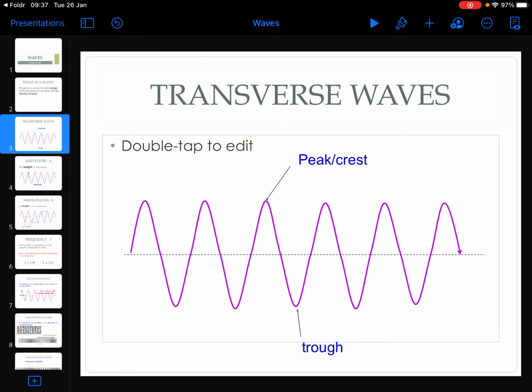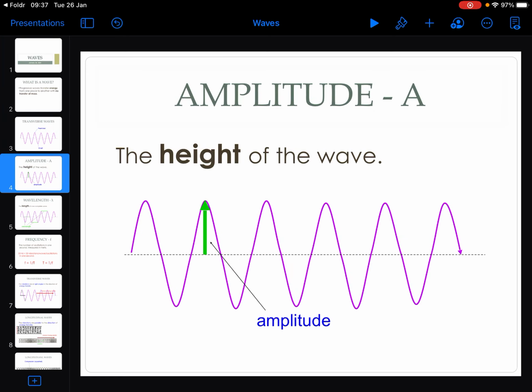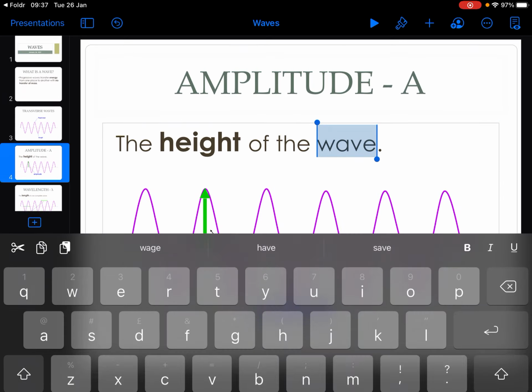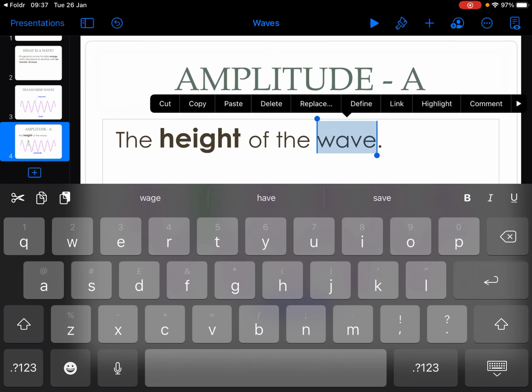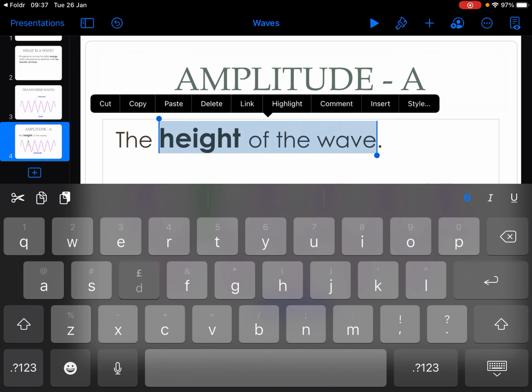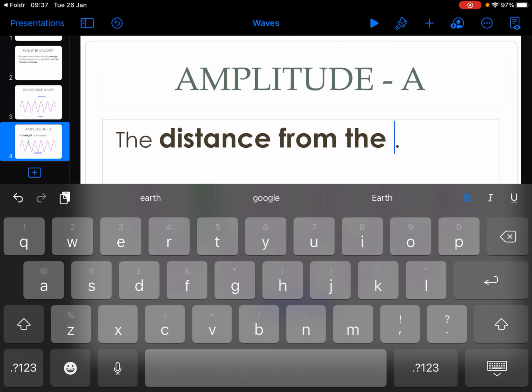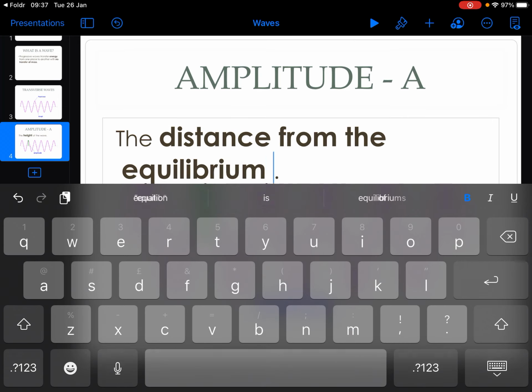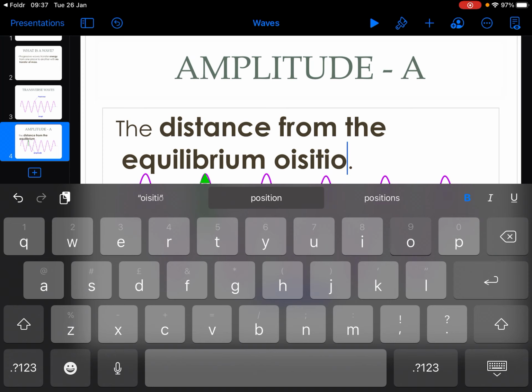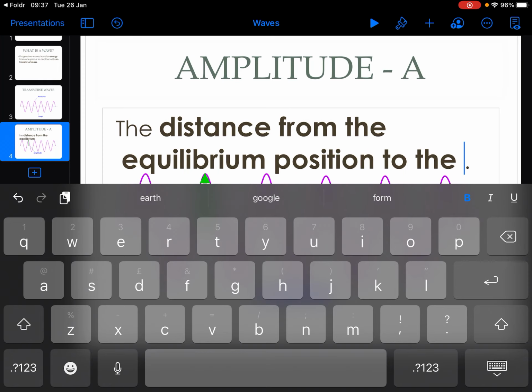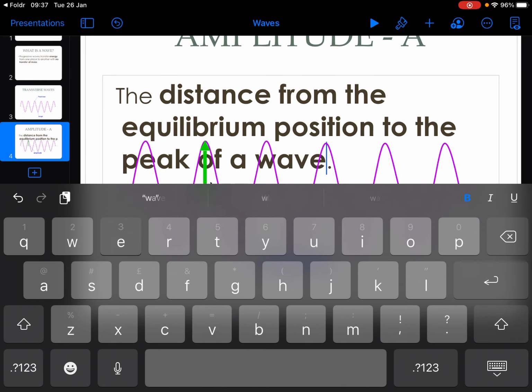On a transverse wave, the top is called a peak or a crest, the bottom is called a trough, and I always tell my year 10s when they do it that it's like a little piggy trough. I even make the noise. The amplitude, again, for younger years, I say the height of the wave. Let's say the distance from the equilibrium position to the peak of a wave.